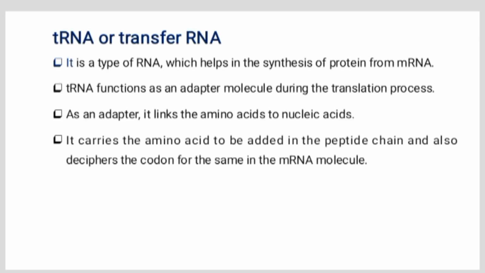tRNA is nothing but transfer RNA. It is also one of the types of RNA. It helps in the synthesis of protein from mRNA. tRNA functions as an adapter molecule during the translation process. As an adapter, it links the amino acid to nucleic acids. It carries the amino acids to be added to the peptide chain and also recognizes the codon for the same in the mRNA molecule.